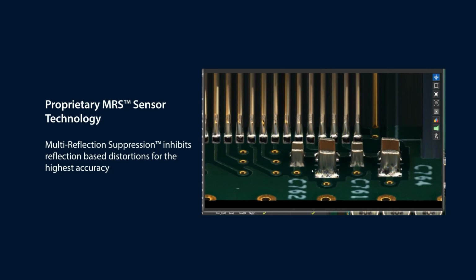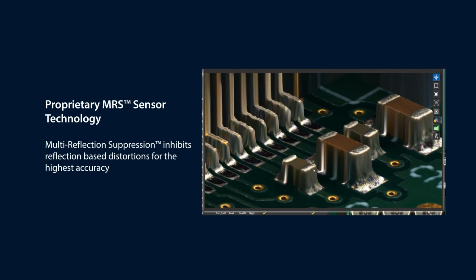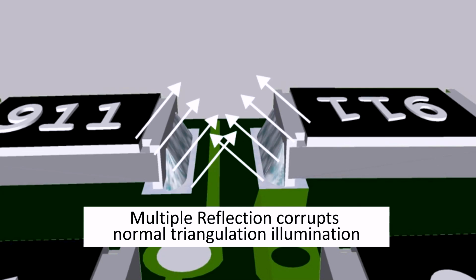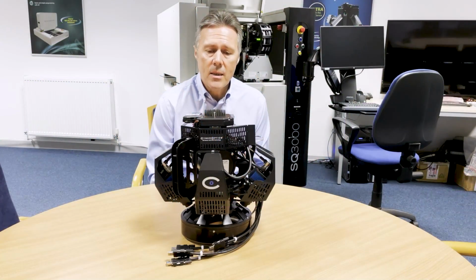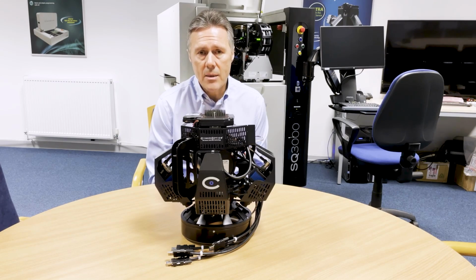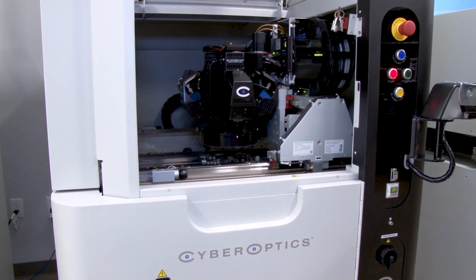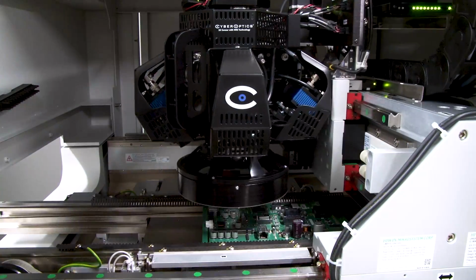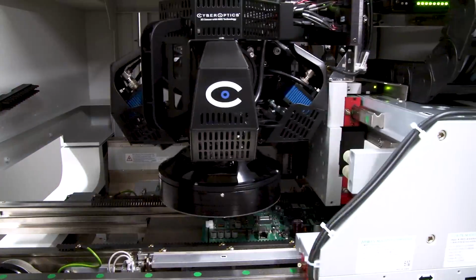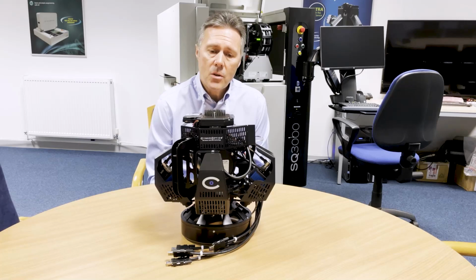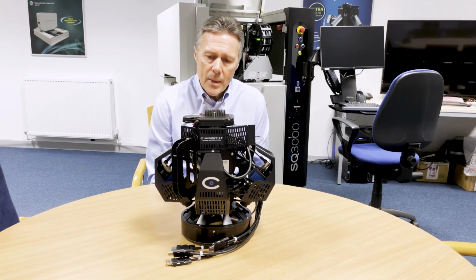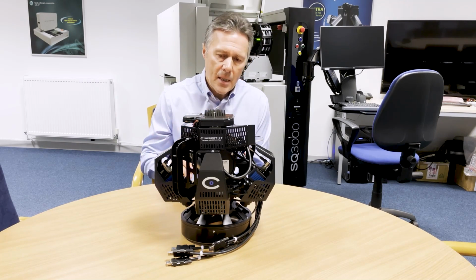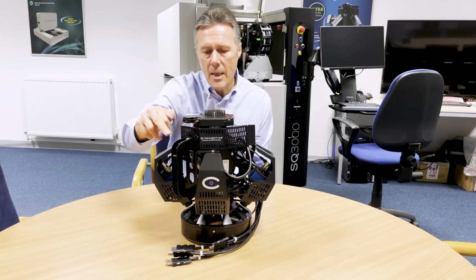This is multiple reflection suppression. It's a suite of algorithms that are designed to inhibit the erroneous measurements which are emitted from reflective surfaces or shiny objects, and it ensures that we optimize the measurement results and the image quality for every application. The sensor is also solid state, so there's no moving parts, so no calibration, no periodic maintenance, and no measurement drift.